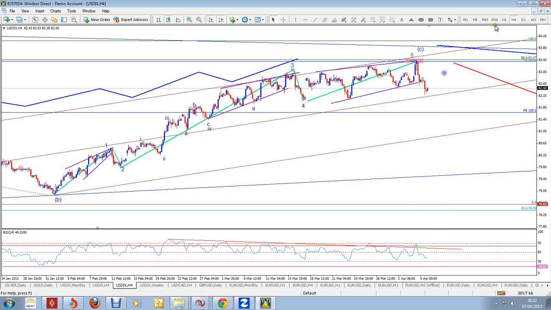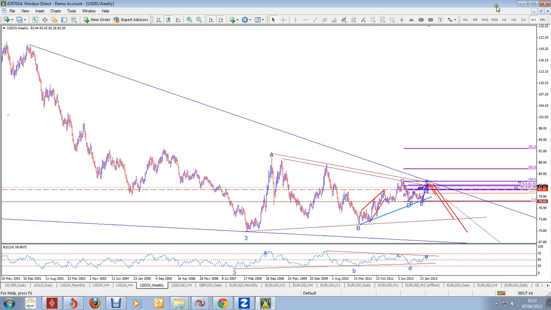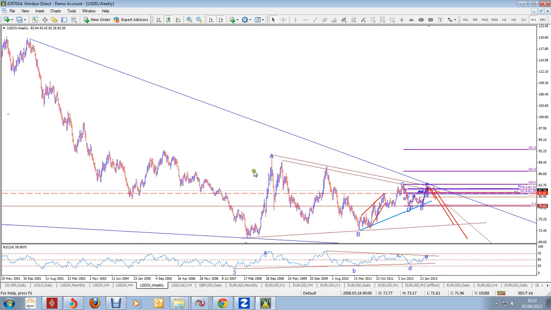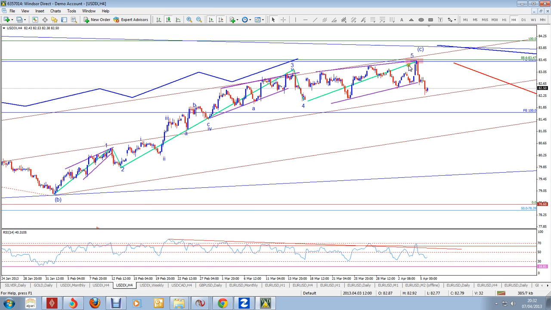So on a larger scale, where we noted on this chart that we were basically looking for A, B, C, D and E, and that's where we are now. And I think we are just completing that E, in which case we should start off the new leg.